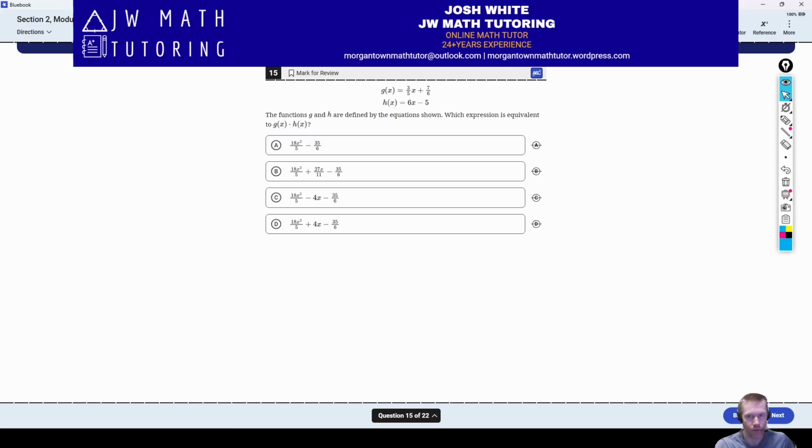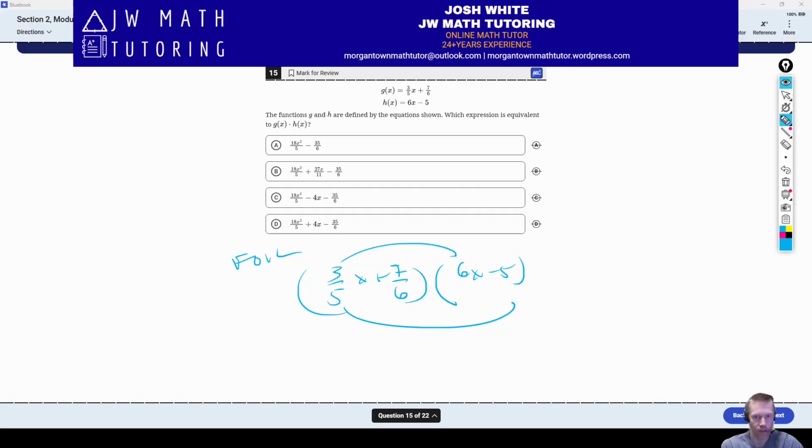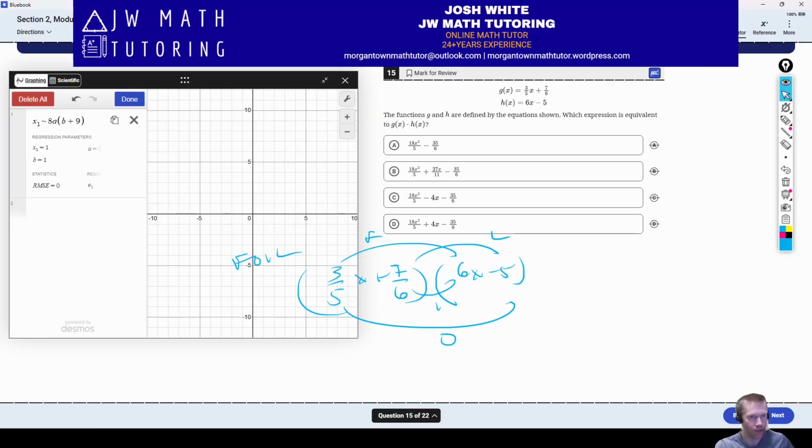All right, next up, we have two functions that are being multiplied, and it wants to know which of these is equivalent to this. So technically, what you're doing is you're multiplying this by this, and you're doing FOIL: first, outer, inner, last. Two eyebrows and the nose and mouth. That's the way I like to think of it. Except you got all these nasty fractions, so instead of spending the time doing that, I'm going to go to Desmos. I'm going to type in the two functions.